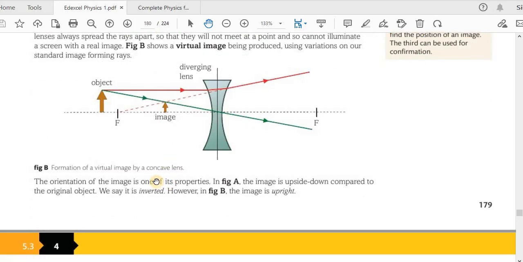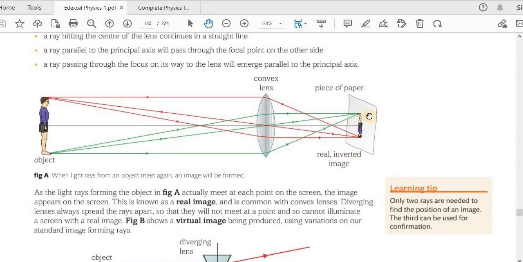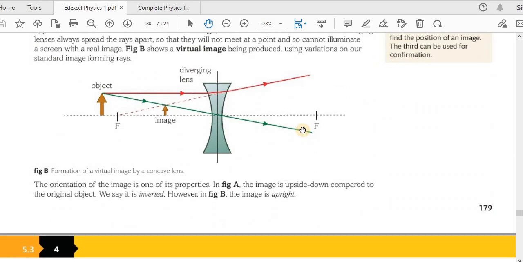Formation of a virtual image by a concave lens. The orientation of the image is one of its properties. In figure A, the image is upside down compared to the original object. That's this one. We say it is inverted. It's upside down, inverted. However, in figure B, the image is upright. So you see here.